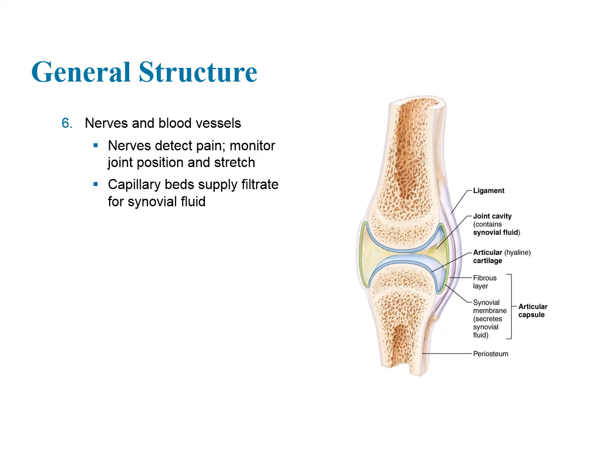The sixth structural feature that you should be familiar with is that your synovial joints have nerves and blood vessels associated with them. Nerves detect pain and they also monitor joint position in space. They also monitor stretch of your synovial joints. Capillary beds help supply the filtrate for synovial fluid.